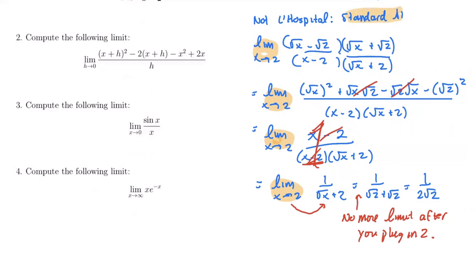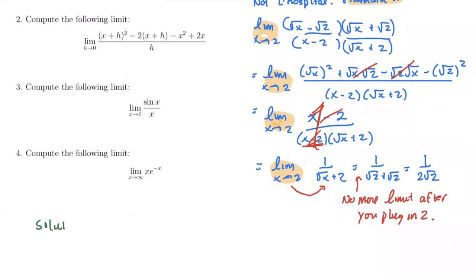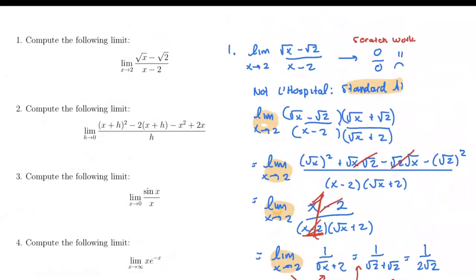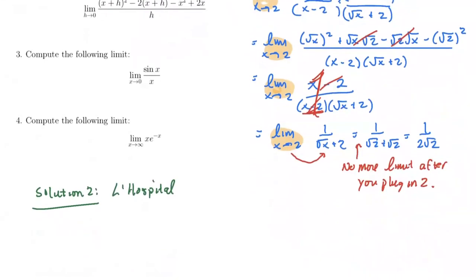Okay, so let's do this with L'Hopital. So solution 2, L'Hopital. You can use L'Hopital because you get 0 over 0. Since you get 0 over 0, you can definitely use it. So it's the limit as x goes to 2 of radical x minus radical 2 over x minus 2. Here, what you have to do is you see 2 functions. You see the numerator, which is radical x minus radical 2, and the denominator, which is x minus 2.